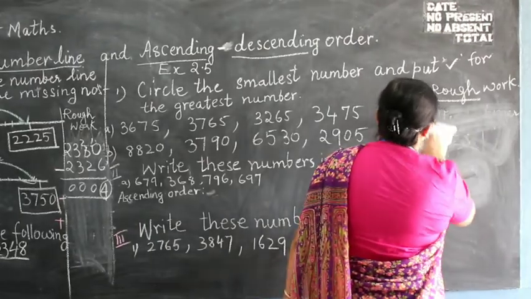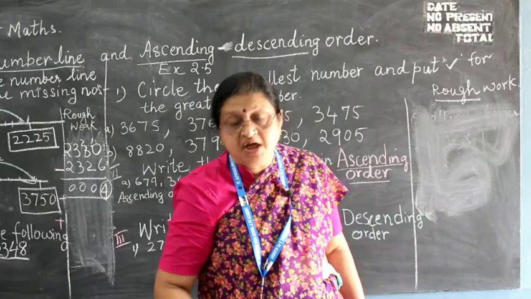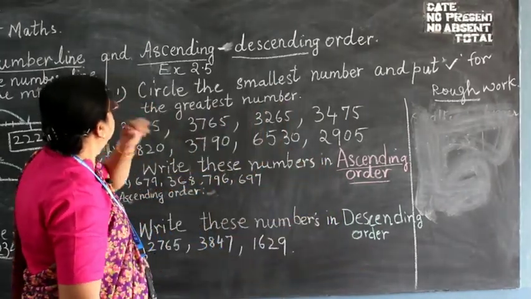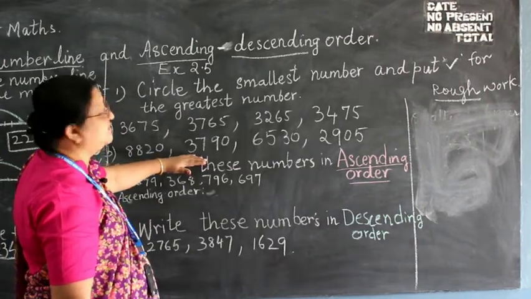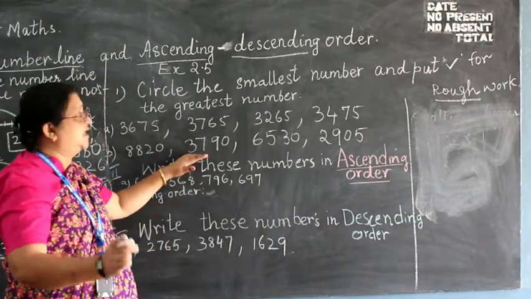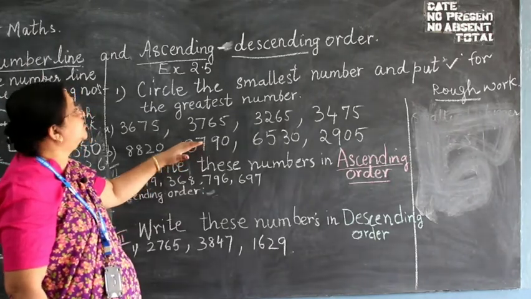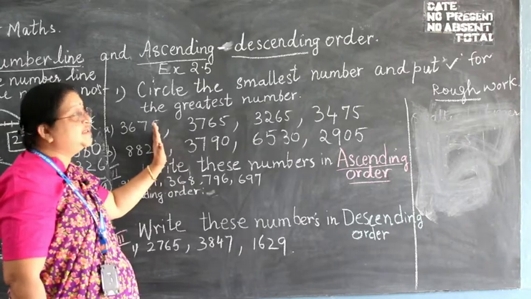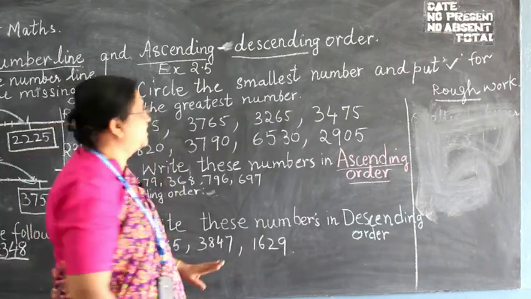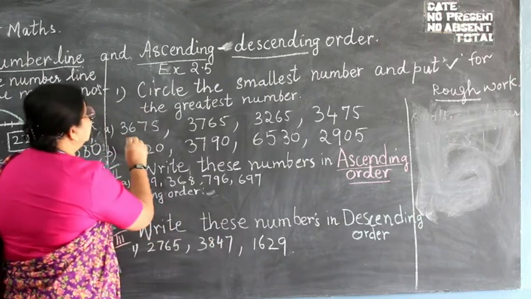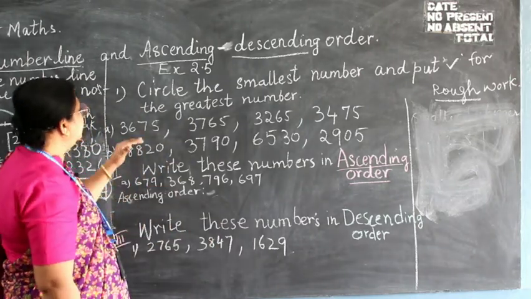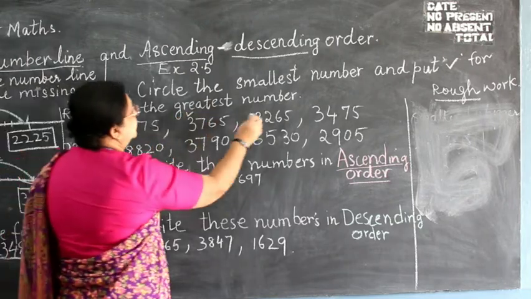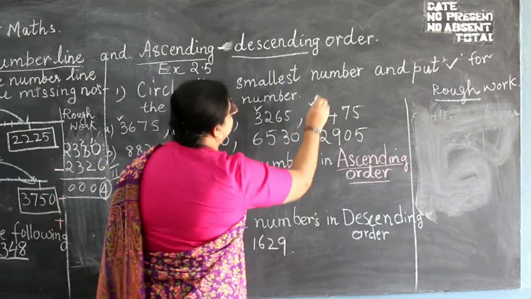But I just did the review for you children. Now we are doing 4 digit. Before doing ascending and descending, we will find out which is the smallest or the greatest number. To do that in 4 digit, you have to take these numbers in place value.